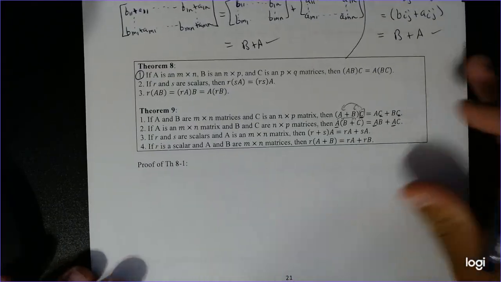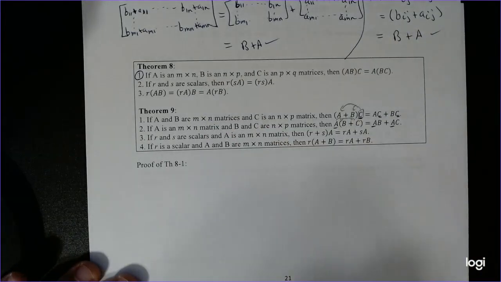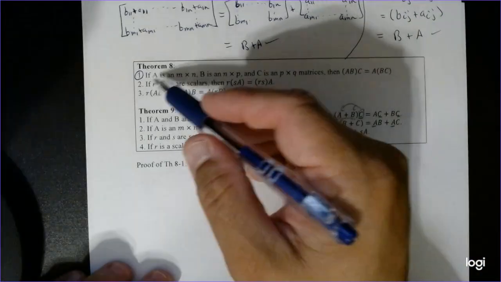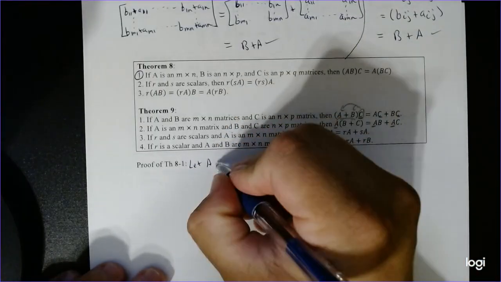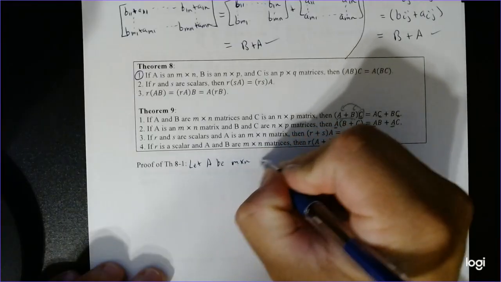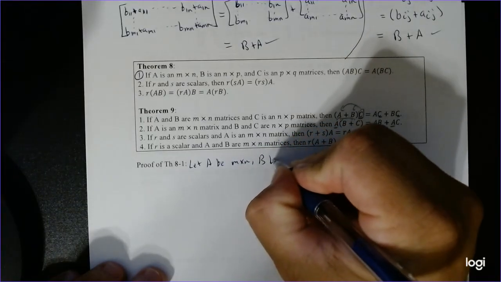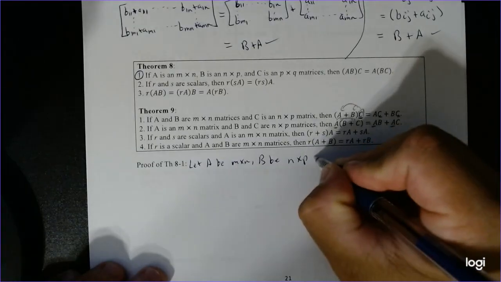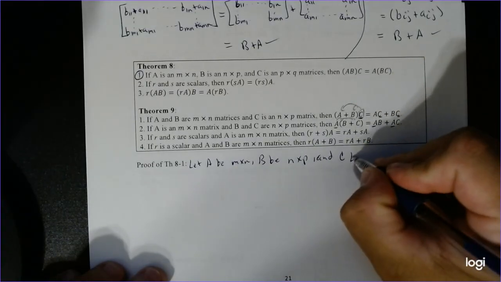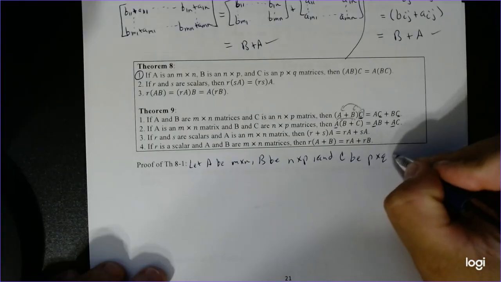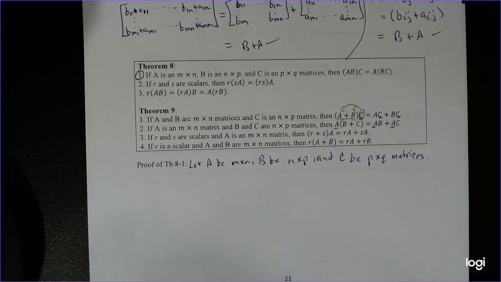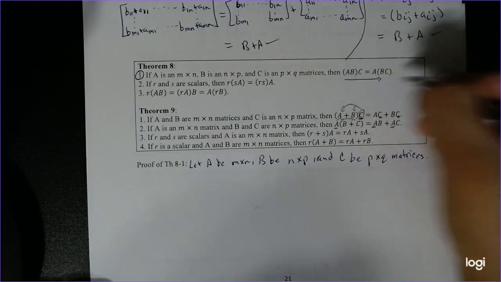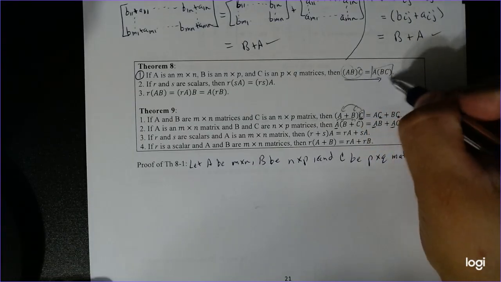Okay? Right, so just like every other proof, I write down what I'm given. So I'm pretty much given what the first term says up to here, right? So let A be an m by n matrix, B be an n by p, and C be p by q matrices. Okay, so we're going to go this way. So I'm going to show this side equals this side. So I'm going to follow this part.